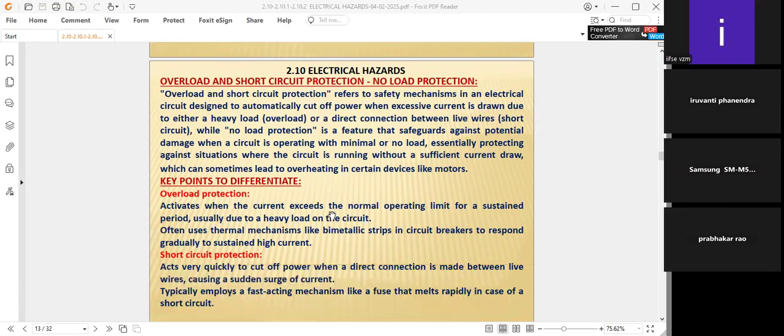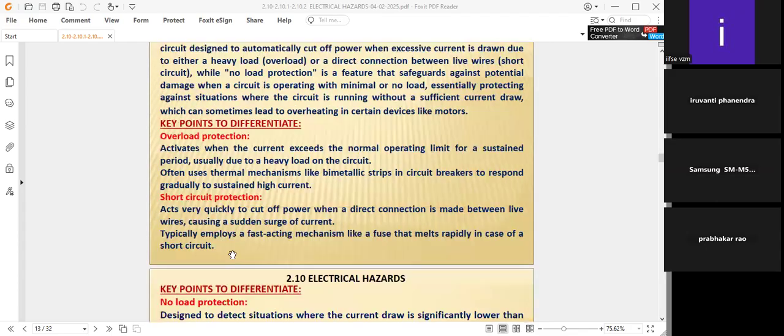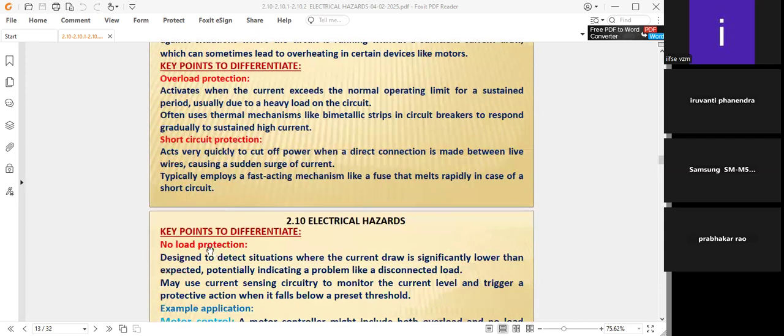That's why the key points with respect to overload, short circuit protection, no load protection, and all this are some key points to differentiate or to keep in mind by every electrical engineer, electrical supervisor, or any electrical expert. Overload protection, circuit protection, and no load protection.